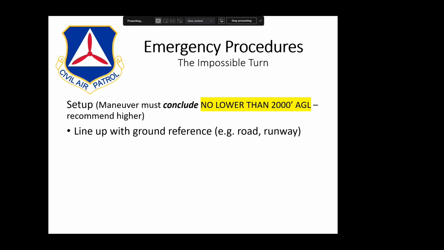So we're going to simulate this situation at altitude. When you're taking off at the runway, you're lined up with the runway. So in this case, you're going to line up with a ground reference.